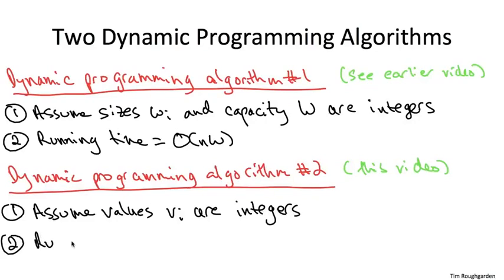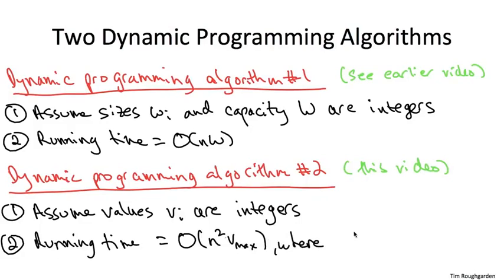We will be assuming that the values are all integers, the sizes and the knapsack capacity can be whatever, and the dynamic programming solution that we develop will have running time big O of n squared times Vmax. Vmax here denotes the maximum value of any item. The running times of the two algorithms are more in parallel than the notation might suggest. Probably it looks like there's an extra factor of n in the second dynamic programming algorithm. But that's the wrong way to think about it.